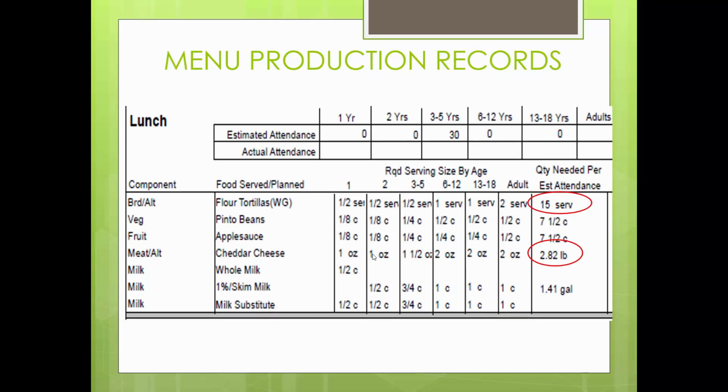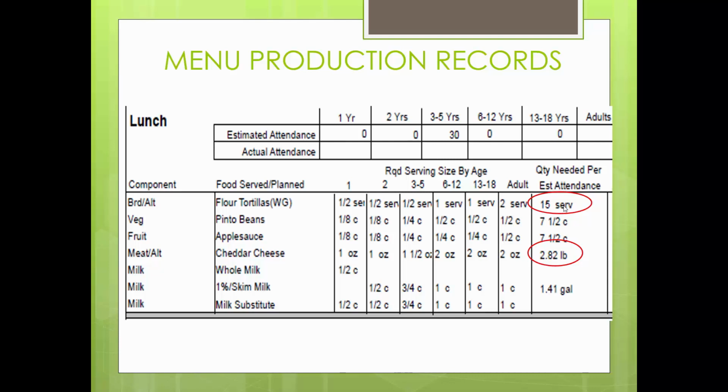For the purpose of the lunch that I did create, I based it on 30 3 to 5-year-old kids that I have in my center. I plugged everything in here: cheddar cheese, applesauce, pinto beans, and whole grain flour tortilla, which is the Mission Whole Wheat. Based on 30 kids, about half a serving, which is considered half a slice, I would need about 15 tortillas. 15 times 2 is 30 half slices of tortillas.